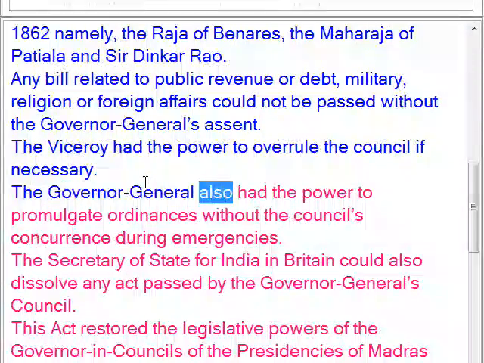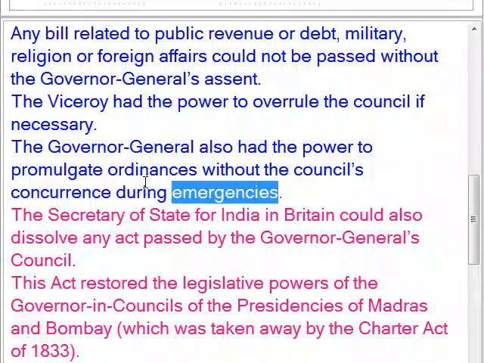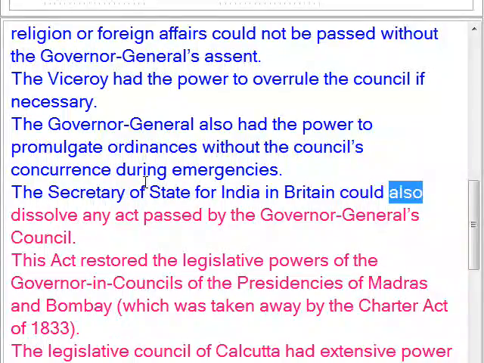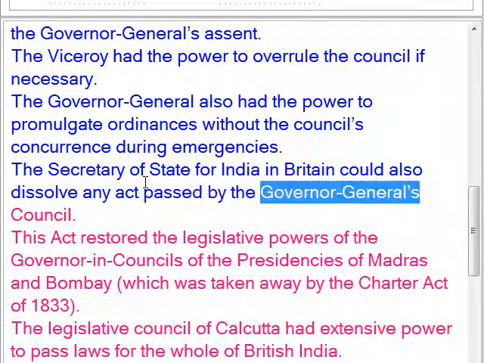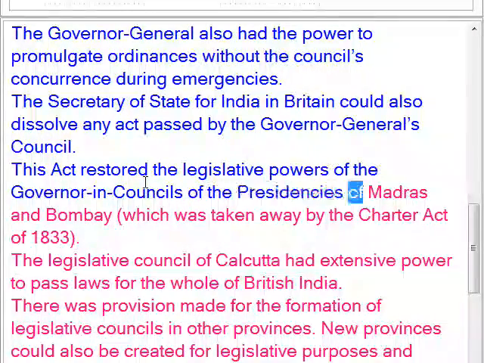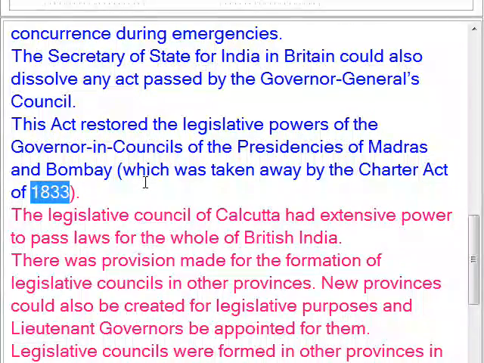The Governor-General also had the power to promulgate ordinances without the Council's concurrence during emergencies. The Secretary of State for India in Britain could also disallow any act passed by the Governor-General's Council. This act restored the legislative powers of the Governor in Councils of the presidencies of Madras and Bombay, which was taken away by the Charter Act of 1833.